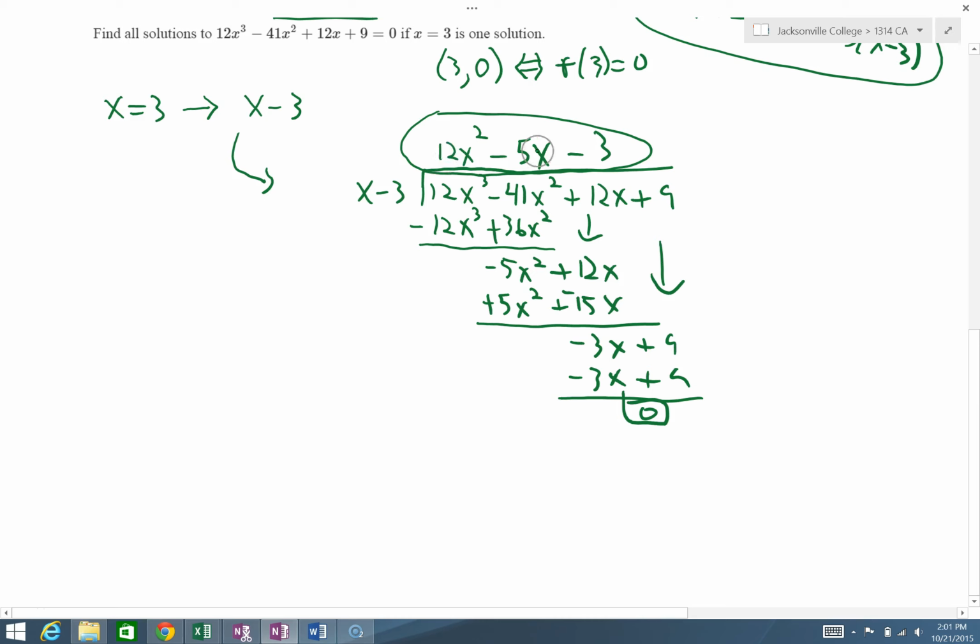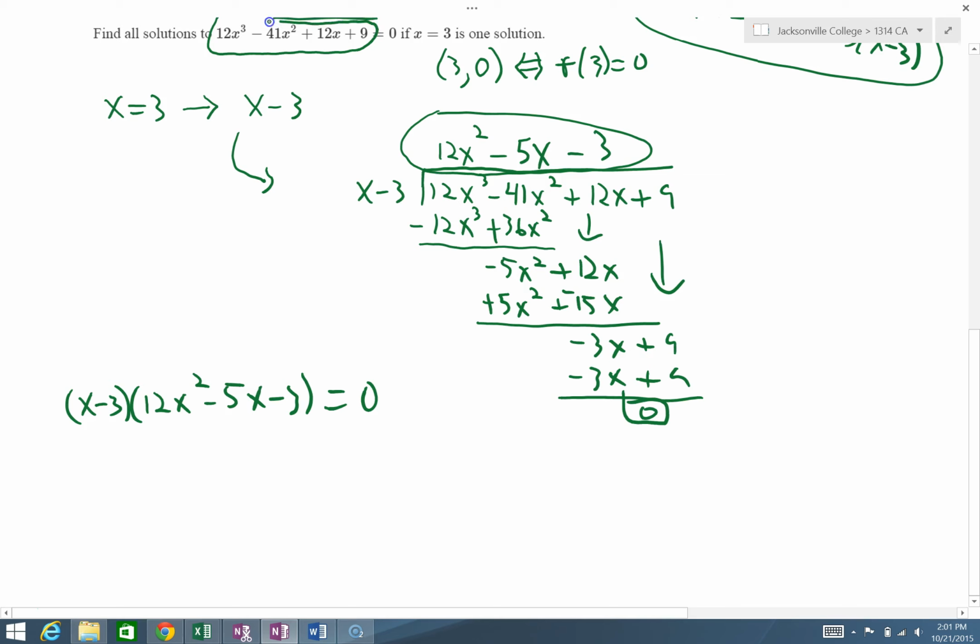Thus, if I want to find my other solutions, I now need to solve. Here's what we have. We have x minus 3 times 12x squared minus 5x minus 3 equal to 0. All we have done is changed this polynomial into these two factors, because since x was equal to 3, we knew x minus 3 was one of the factors. We divided the big one by this one and got this other one. Well, we already have this. We've already set this one equal to 0, x equals 3. Now we need to deal with this.